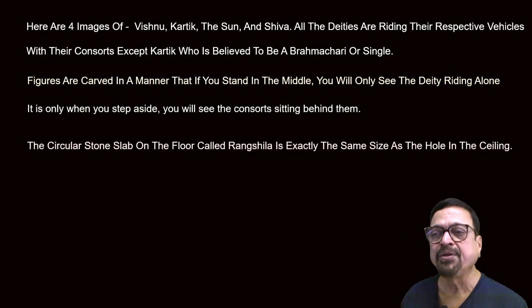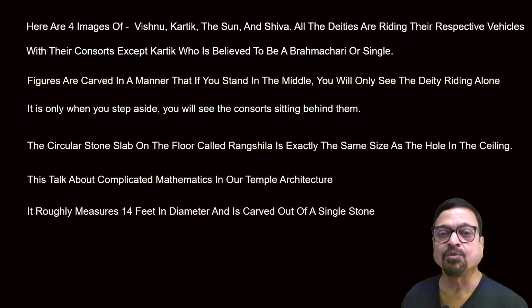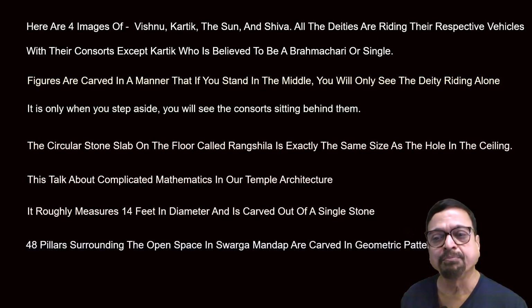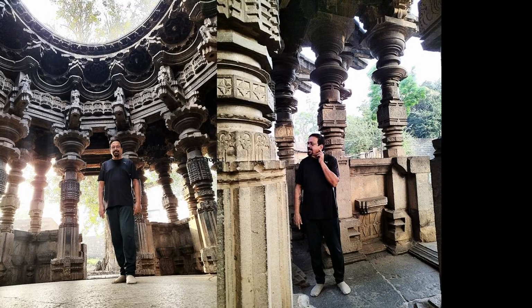Now circular stone slab on the floor are called as Arangashila, and exactly same as that of the hole in the ceiling. This talks about the complicated mathematics in our temple architecture and technology, especially when they were knowing about the days, position of sun, position of moon, and all these things were precisely designed in these temples. Now the dimensions of it, I have told you, are 14 feet and pillars are 48 surrounding this Swarga Mandapam. Appreciate it, and after that we'll move towards the.